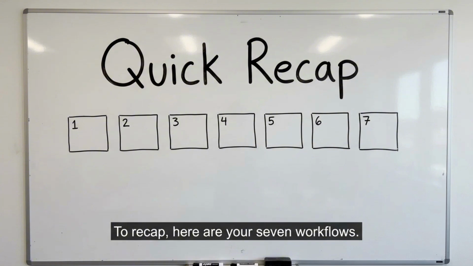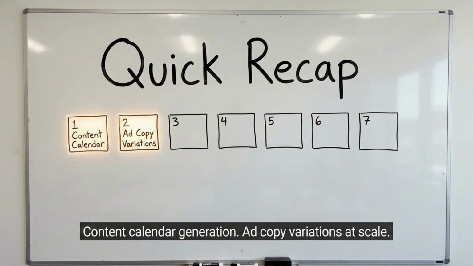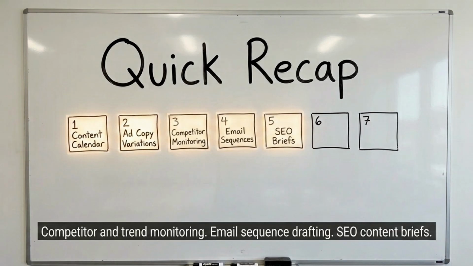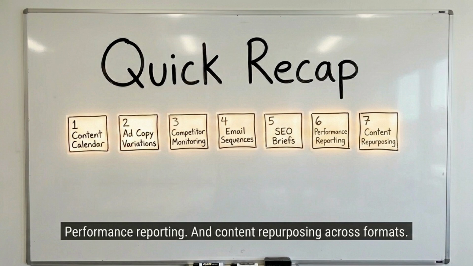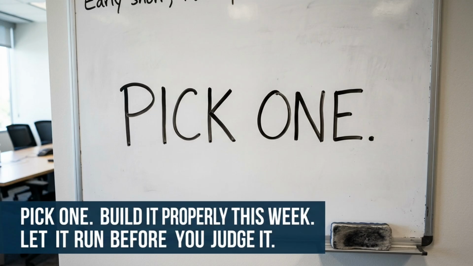To recap, here are your 7 workflows: content calendar generation, ad copy variations at scale, competitor and trend monitoring, email sequence drafting, SEO content briefs, performance reporting, and content repurposing across formats. Pick one, build it properly this week. Let it run before you judge it.